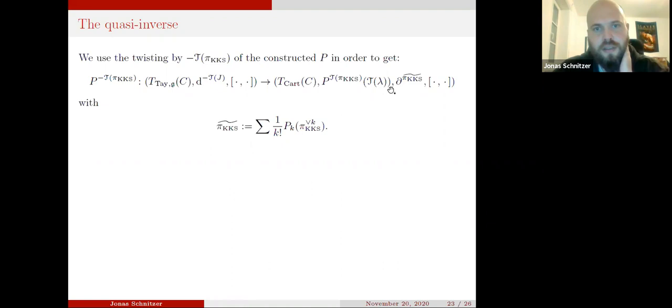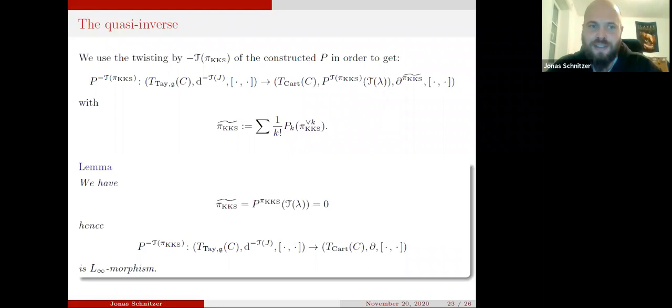And the Cartan model. This was the inverse of the projection to the Cartan model, with, of course, the twisted structures now. Again, this is not what we want because we don't want these twisted structures. So now we actually have to work, and you can show that these twisted structures vanish. So there is no twisted structure left over.